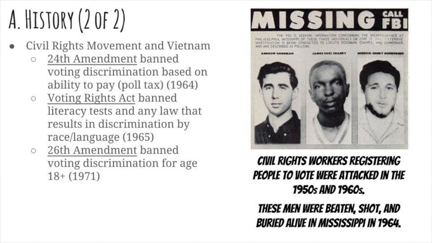The 26th Amendment, passed a few years later in the wake of Vietnam, banned voting discrimination based on age over 18. And this is, again, a serious issue. There were people that were murdered as part of this effort in order to register people to vote and get people to vote throughout the American South.